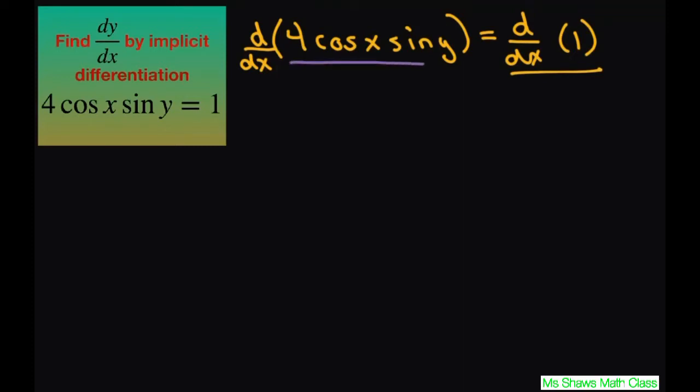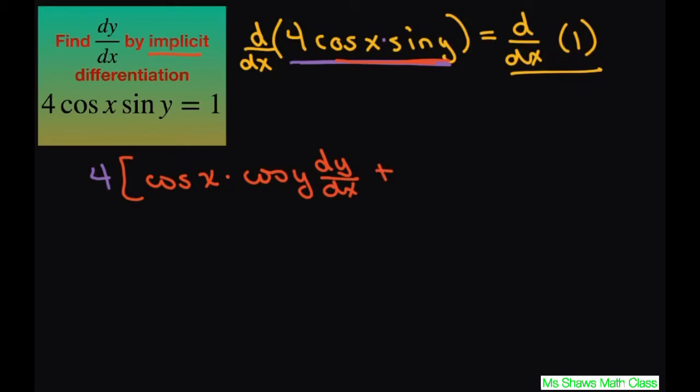All right, so the main thing we have to worry about is this side, and I'm going to go ahead and pull the 4 out. We are going to have to use the product rule on this, and we're using implicit differentiation because we have two different variables here. So for the product rule, we're going to copy down the cosine of x and differentiate our sine of y. So the derivative of sine is cosine of y, times the derivative of y with respect to x.